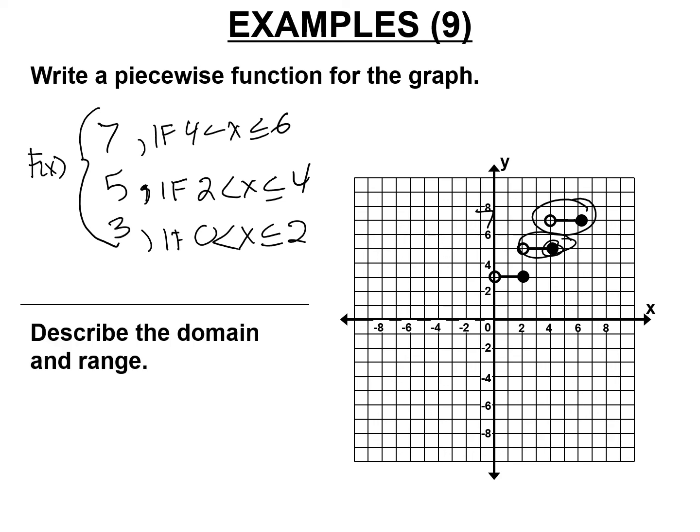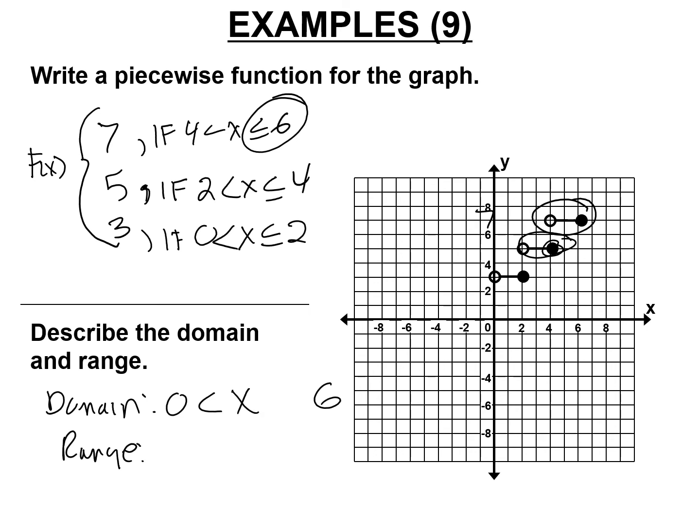Okay. Domain and range. Well, the domain, right? The lowest number we have for the domain is 0. The highest number for the domain we have is 6, and it's less, right? So x, it's open circle there, closed circle there, between 0 and 6. Range, right? Y can only be 3 numbers, 3, 5, and 7. Can't be anything else.